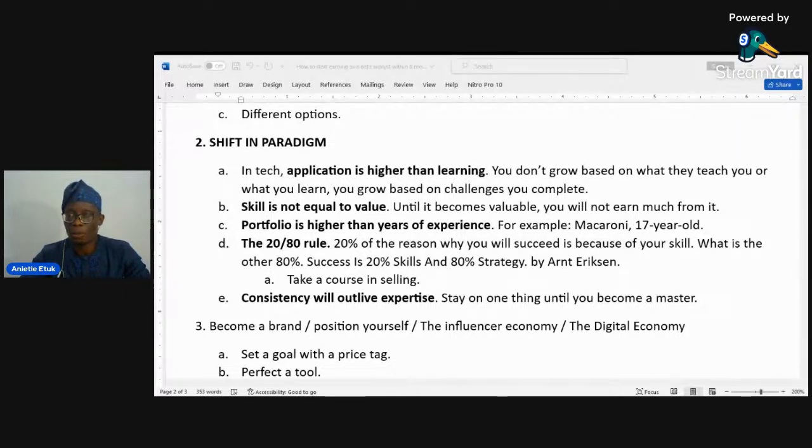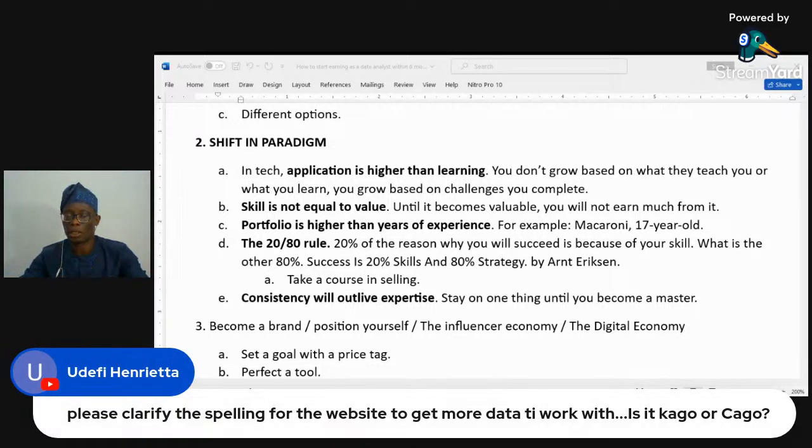Are there principles governing...? Okay, so let me take from someone who said, please clarify the spelling of the website to get more data. The website is www.kaggle.com. That's the name of the website, kaggle.com. If I miss your question, please just ask the question again, because I'm trying to buy time.